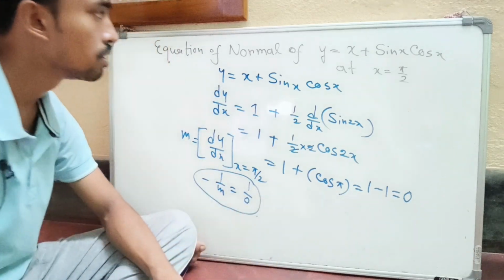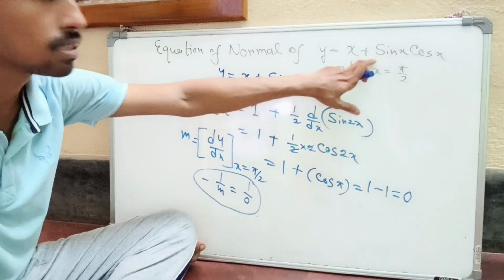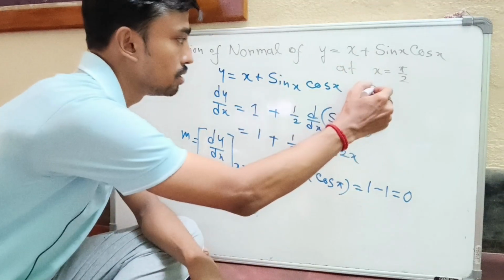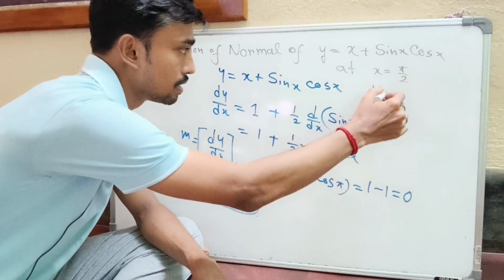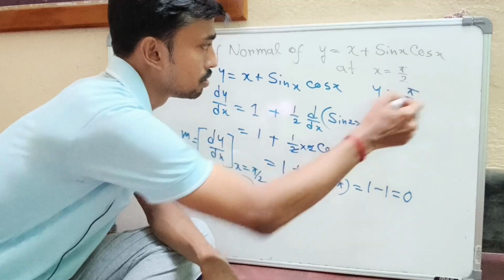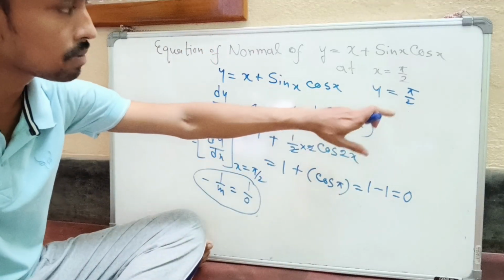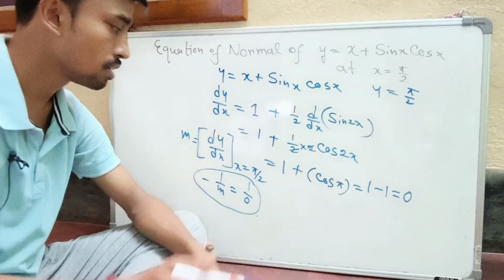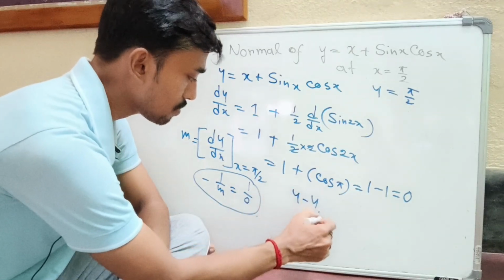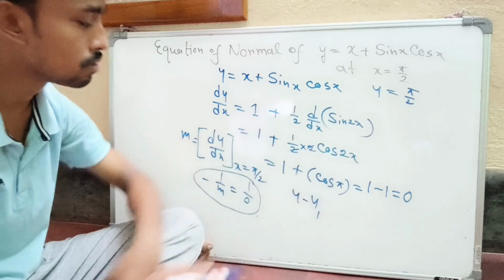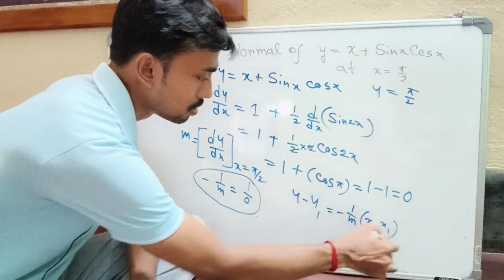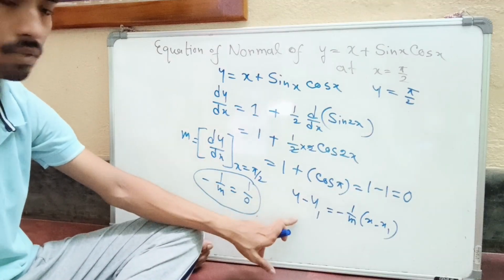If you put pi by 2 in the curve, then y becomes pi by 2, because cos pi by 2 is 0. So at x equals pi by 2, y is also pi by 2. And the equation of the normal is y minus y1, where y1 is pi by 2, equals minus 1 by m into x minus x1. That is the equation of the normal, as you know.